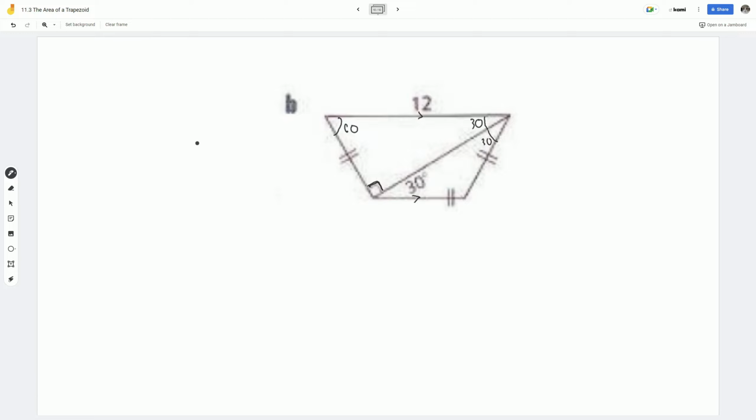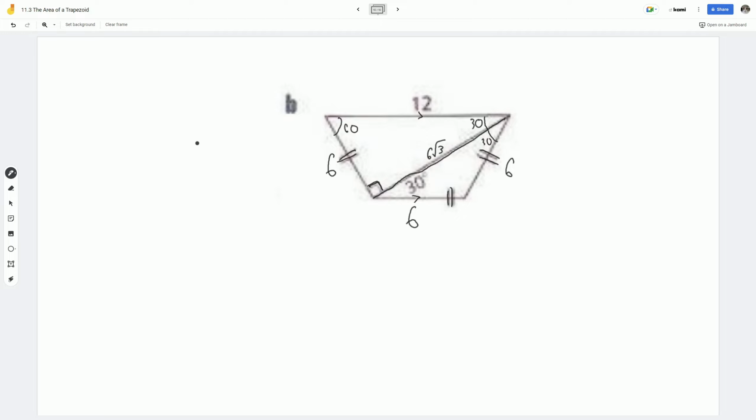So, side opposite to 30 is always half the hypotenuse. So this is 6, which means this side right here will be 6 root 3. Okay, so we have one base, and it's isosceles, so it's also this base. And we know that this side right here is congruent, this right here is congruent, and this right here is congruent. So we know this side is 6 as well.